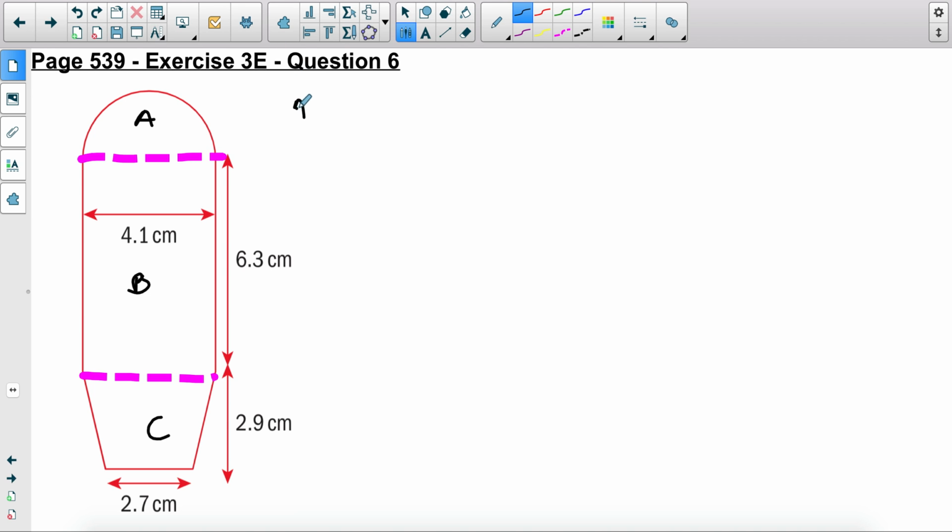So you write area for A is equal to, well, it's a semicircle, so everything will be divided by 2. And the formula is pi r squared, so pi for the area of a circle. The radius is half of 4.1. We know that the diameter is 4.1, which means that the radius is half of 4.1. So 4.1 over 2, remember you need it squared.